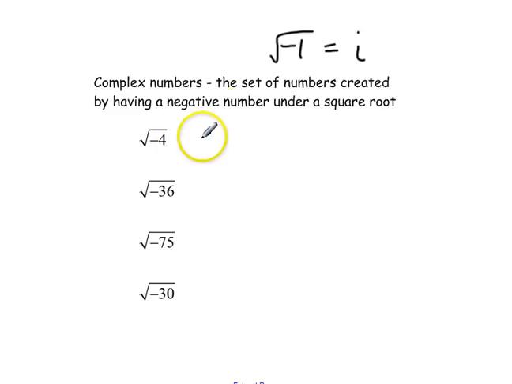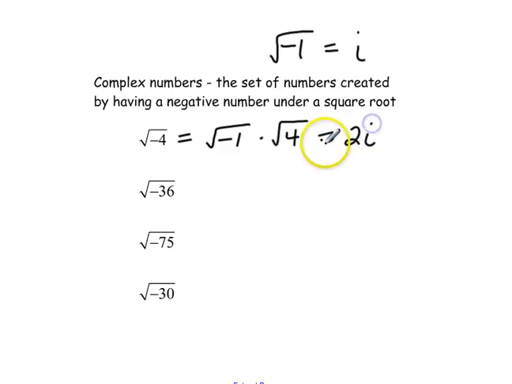What we do when we have a negative number under the square root is we split it up into the positive square root and the square root of -1. So the square root of -4 is equal to the square root of -1 times the square root of 4. Since we know that the square root of -1 is i, we can take that separately. And we know the square root of 4 is 2. i times 2 is 2i.